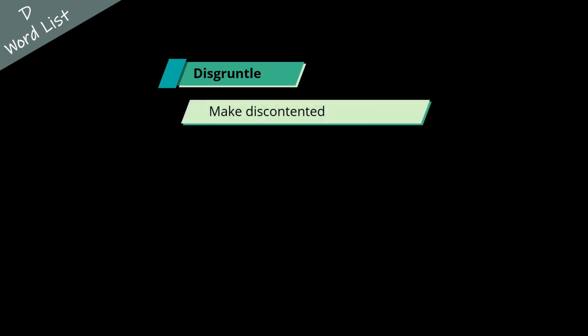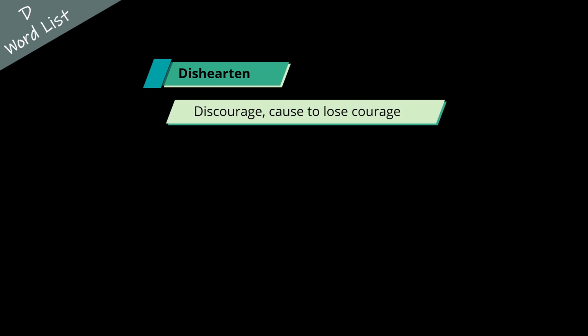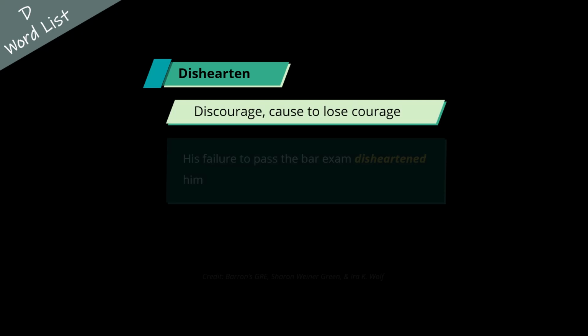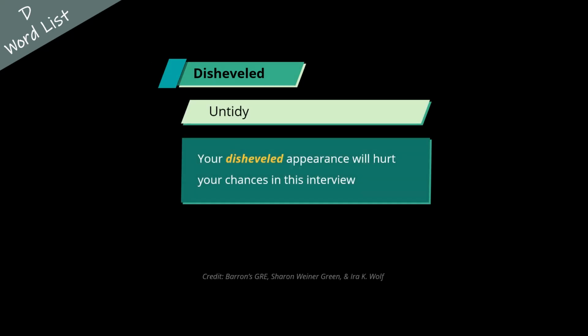Disgruntle means make discontented. For example, the passengers were disgruntled by the numerous delays. Dishearten means discourage, cause to lose courage. For example, his failure to pass the bar exam disheartened him. Disheveled means untidy. For example, your disheveled appearance will hurt your chances in this interview.